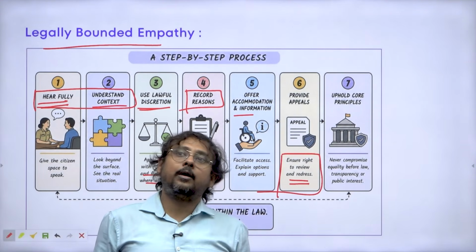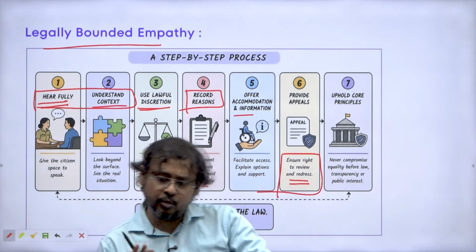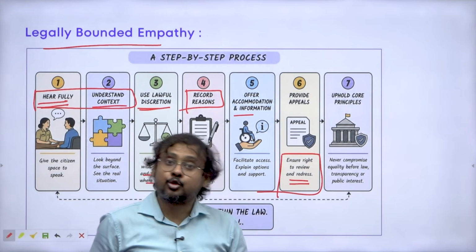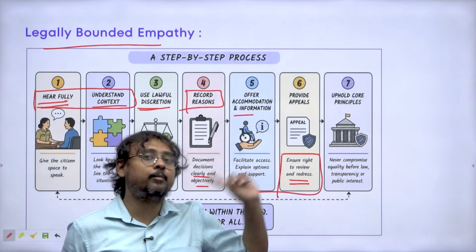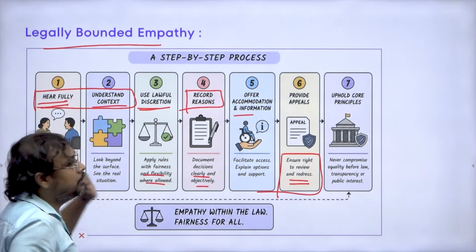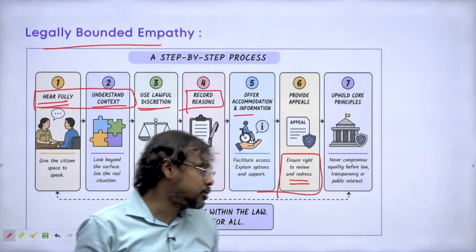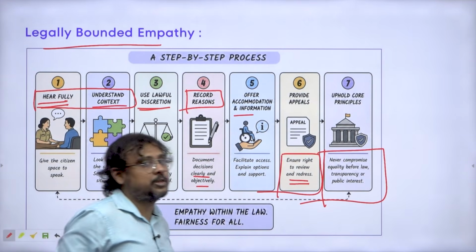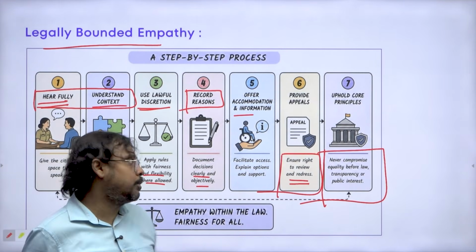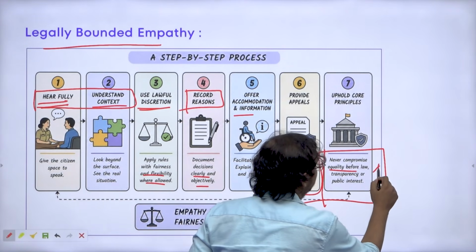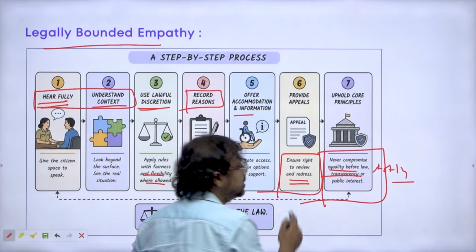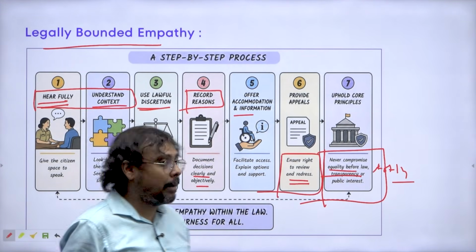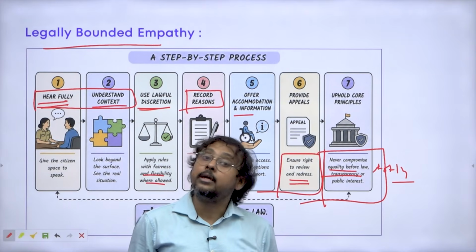Look, yes, this decision that I have taken, I have moved away from the law, but that decision could be wrong. So the right to review and redress should also come within the folds of legally bounded empathy. And last but not least, now this is the most important, never compromise equality before law, transparency, or public interest. Never compromise on that. Equality before law, your Article 14. Transparency is at the root of administration. And most importantly, public interest, because at the end of the day, you're a public servant.